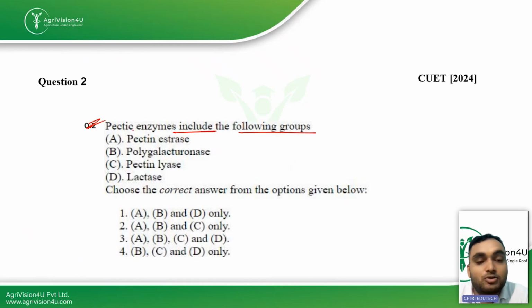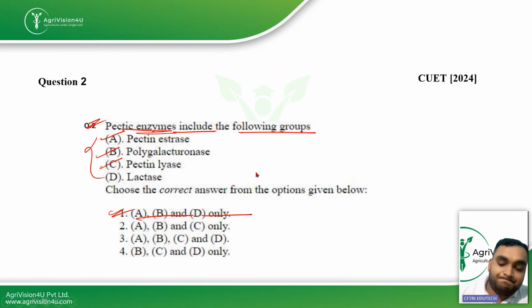Coming to the second question, we have: pectic enzymes include the following groups. They have asked which enzymes are included in the pectic enzyme category. Pectin esterase is there, polygalacturonase is there, and pectin lyase is there. All three enzymes come under the category of pectic enzymes. So A, B, and C, the first option, is the right option for this question.